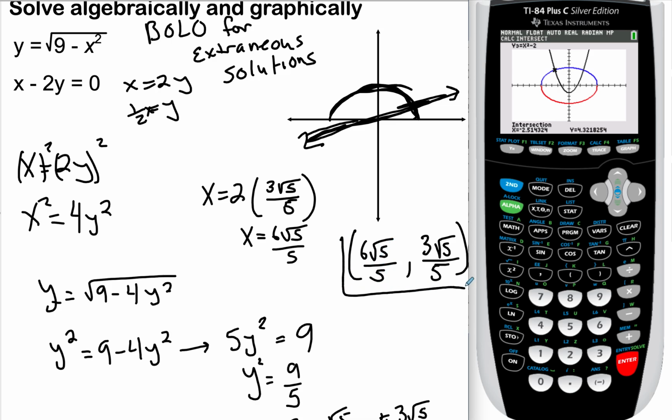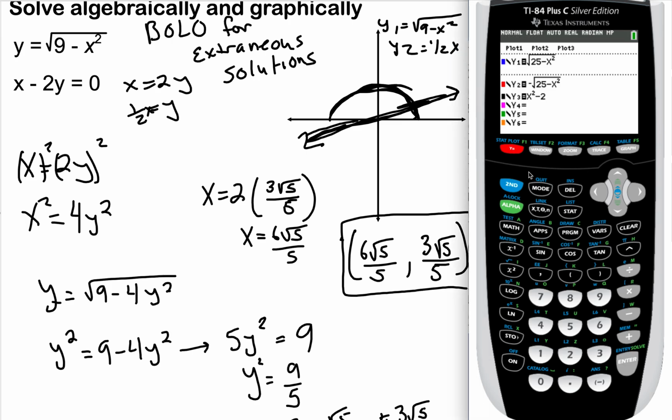And that is all she wrote. Now, I do need to plug this in. So my y1 is going to be equal to 9 minus x squared. My y2, I'm just going to borrow from here, is going to be 1/2 x. So let's go ahead and do that.